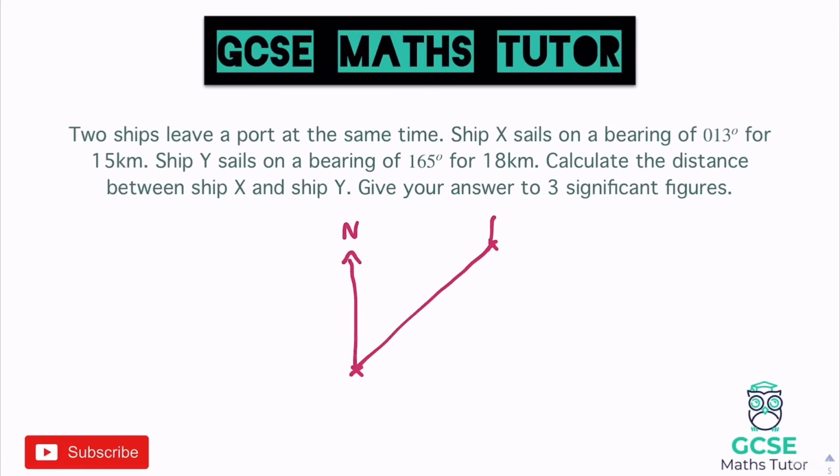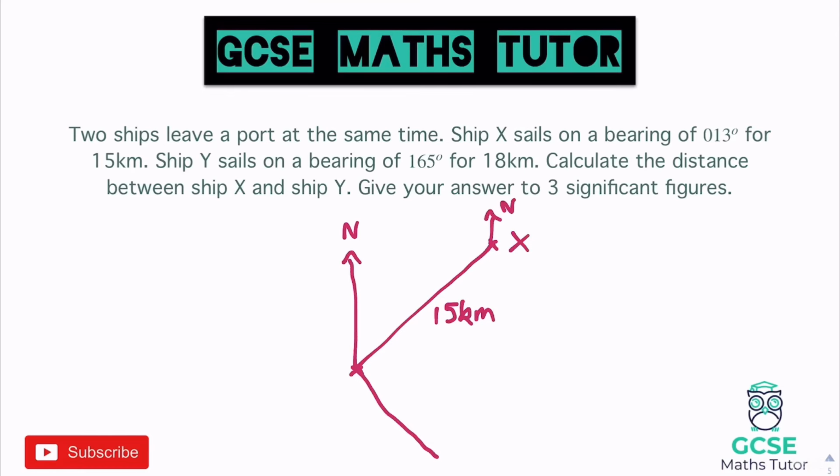So ship X sails off and it gets to this point here. Let's just draw another north line in. There we go, and we'll call that X. Then it also says that it goes for 15 kilometres, so I'm just going to put 15 kilometres just there. There we go, just so I can visualise that. Then it says ship Y sails on a bearing of 165 degrees. Now 165 is obviously not quite hitting 180, so 165 is going to go off in this sort of direction. And it says that that's going to go for 18 kilometres.